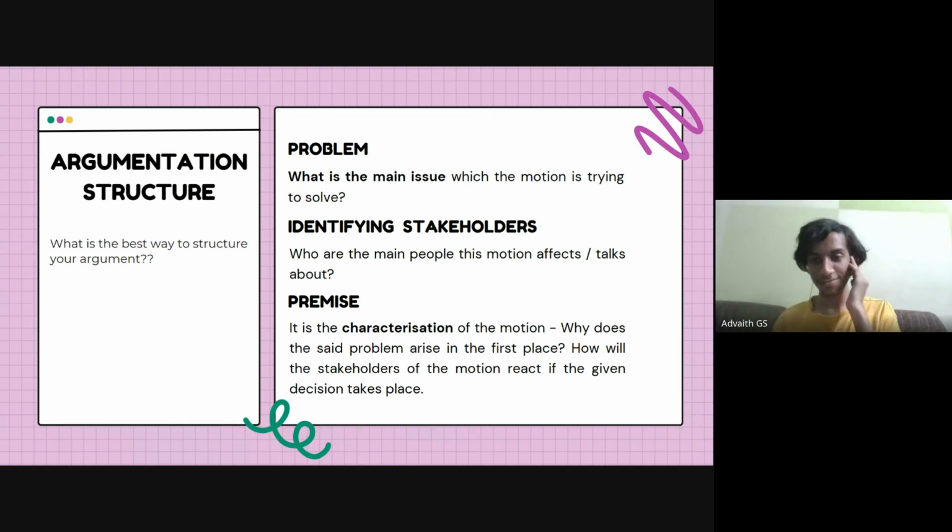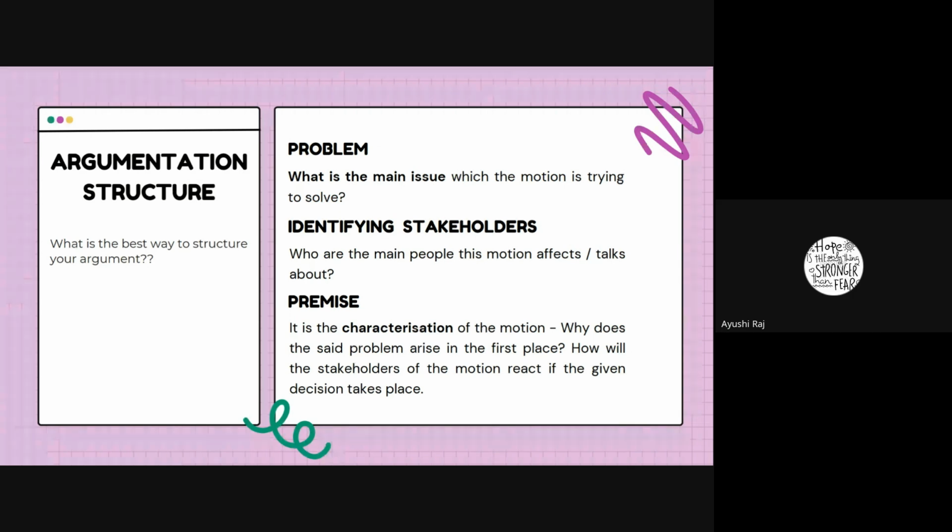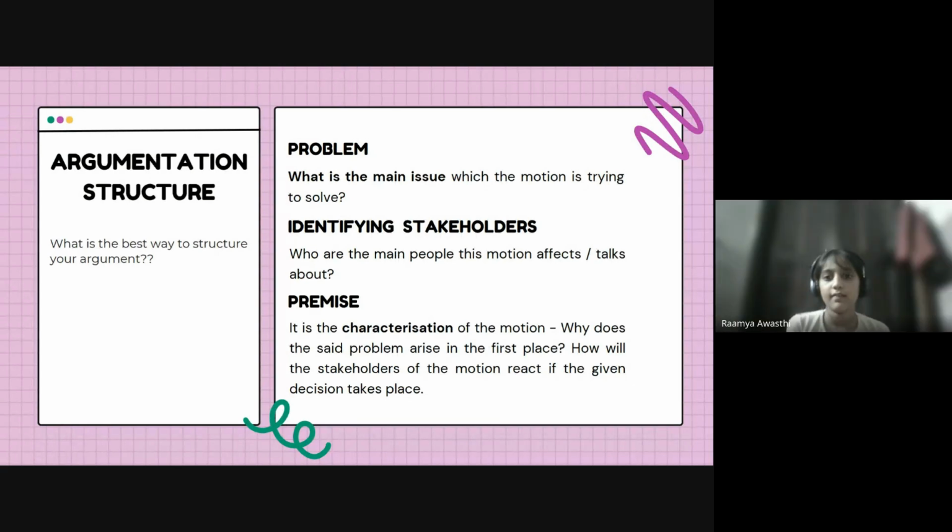Okay, Ayushi, go ahead. I think premise is how the problem arises in the first place. As you said, like capital punishment. Why does it arise? Because people steal or do crimes. Yeah, you're almost there. Ramya, go ahead. Sir, premise is a characterization of the motion: who is the stakeholder, what is the character of the stakeholder, and also why the said problem arises in the first place. How will the stakeholder of the motion react if the given decision takes place? Great.